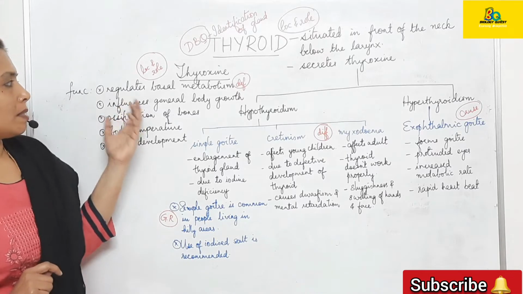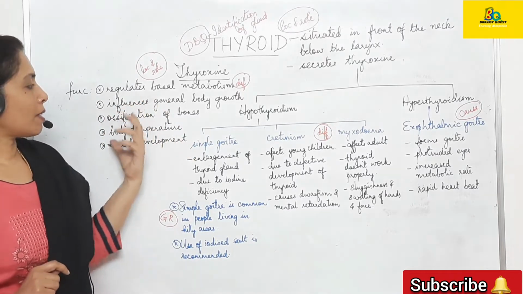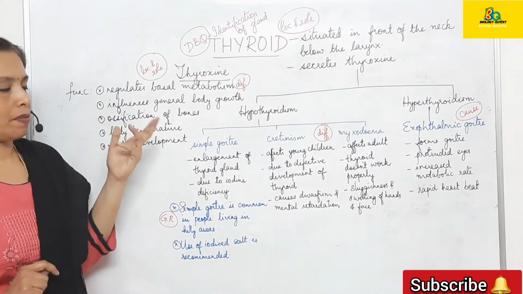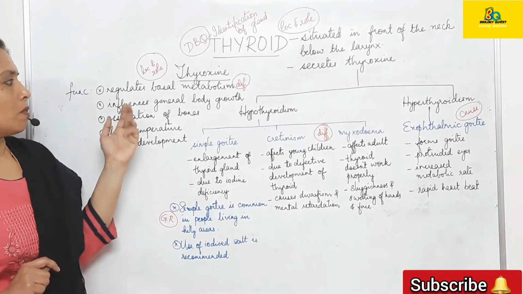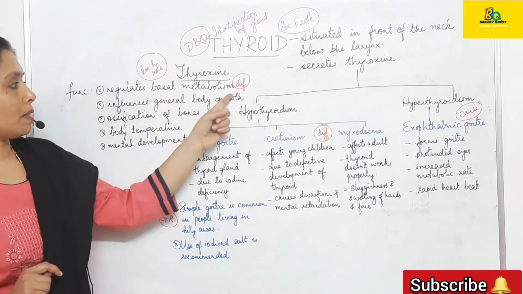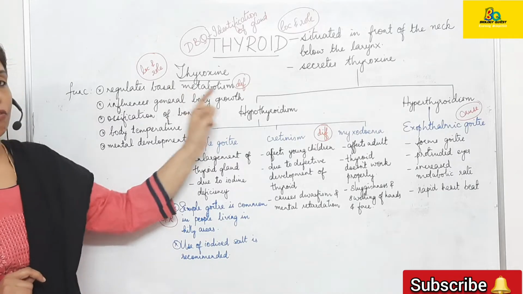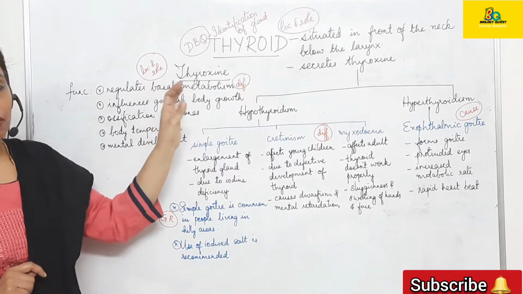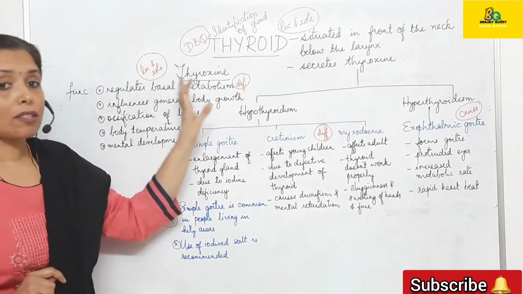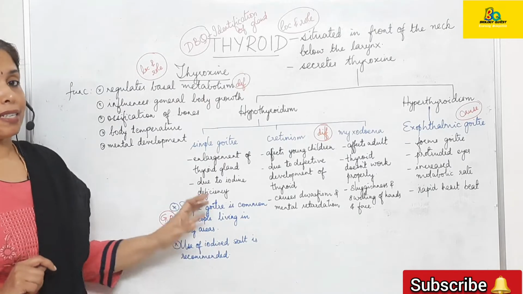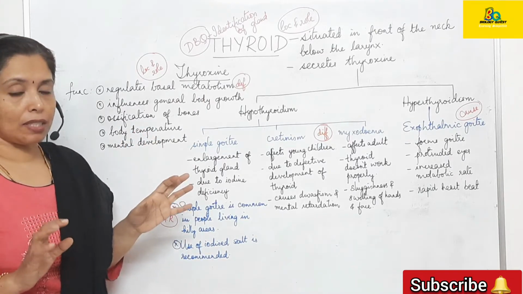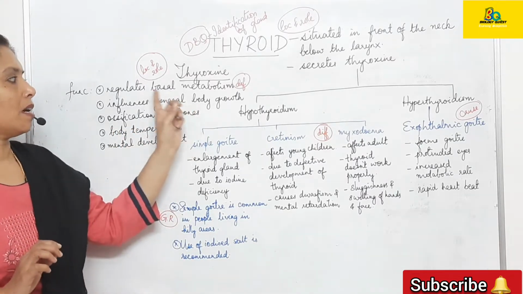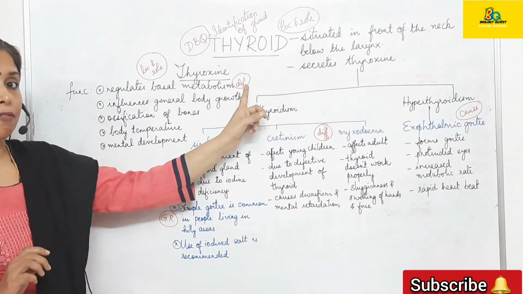Okay, since location and role is a 1-mark question, you need not write all the functions, but you can at least write two functions of the hormone if location and role is asked. So it regulates basal metabolism. Now another question that you can expect is the definition of basal metabolism. Now, what is basal metabolism? It is the rate of cellular oxidation resulting in the production of heat when the body is at rest. That is basal metabolism.